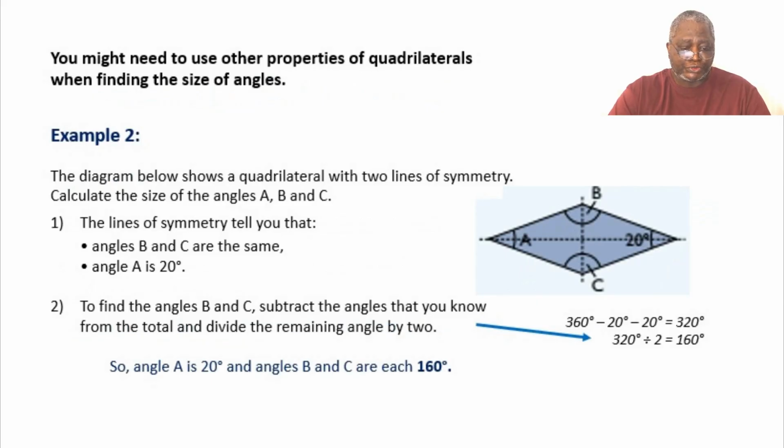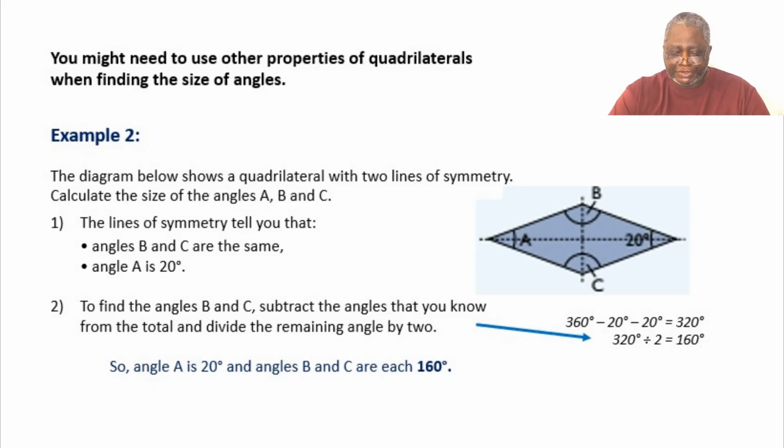The diagram below shows a quadrilateral with 2 lines of symmetry. Calculate the size of the angles A, B and C. First, the lines of symmetry tell you that angles B and C are the same. And angle A is 20 degrees. That is indicated on the diagram. To find the angles B and C, subtract the angles that you know from the total and divide the remaining angles by 2 as you see on the right.